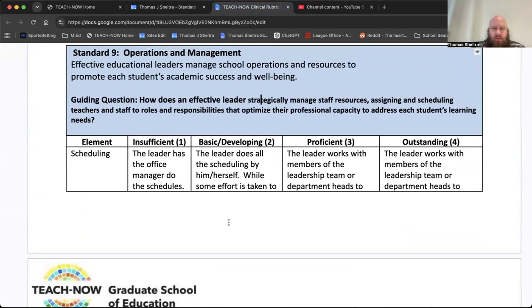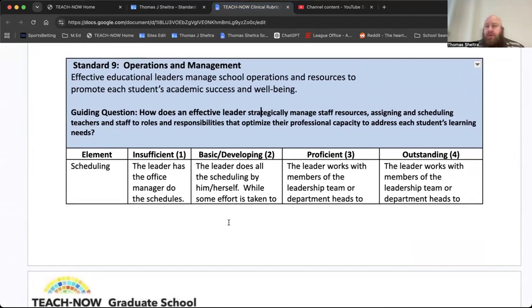So for this section right here, operations and management, we look at the element for scheduling, and the guiding question is: how does an effective leader strategically manage staff resources, assigning and scheduling teachers and staff to roles and responsibilities that epitomize their professional capacity to address each student's learning needs?